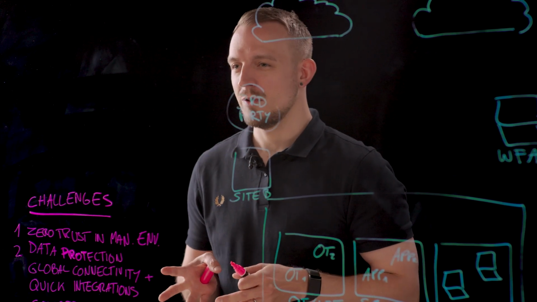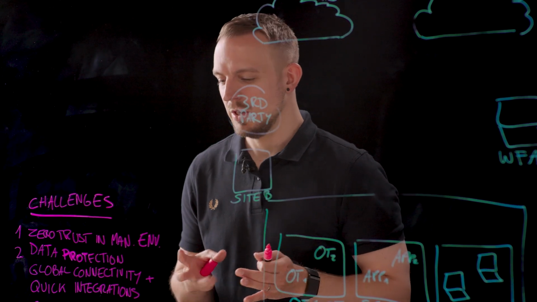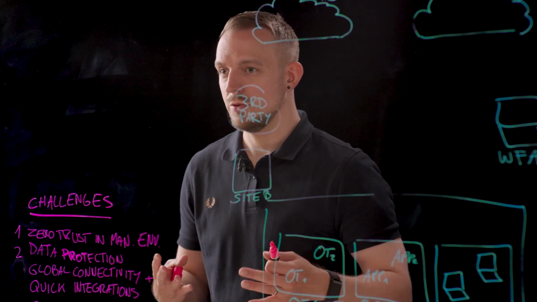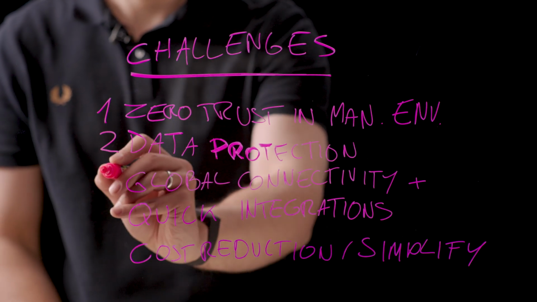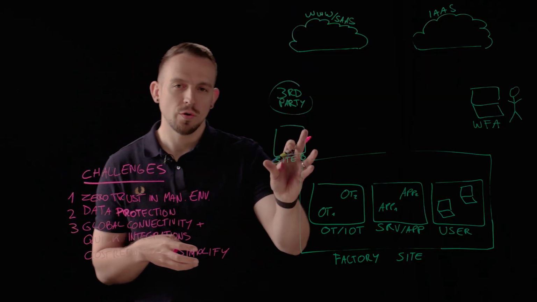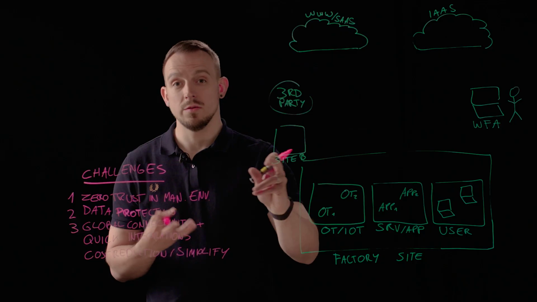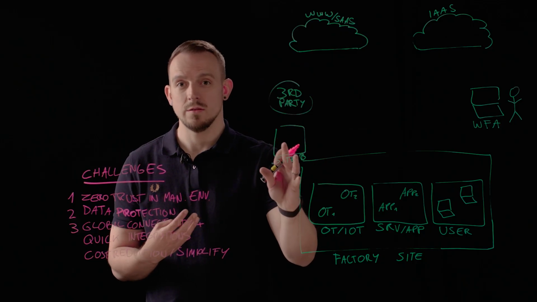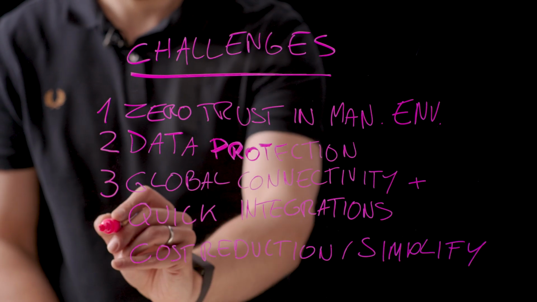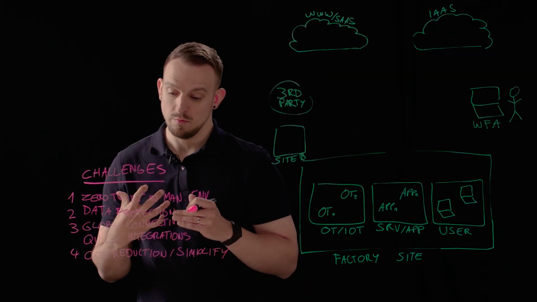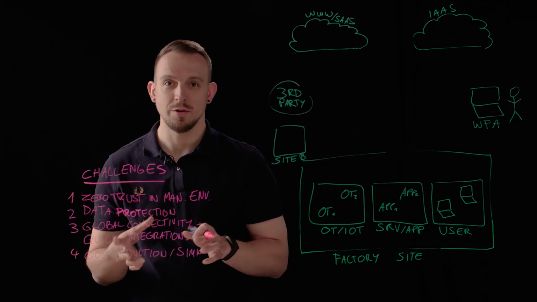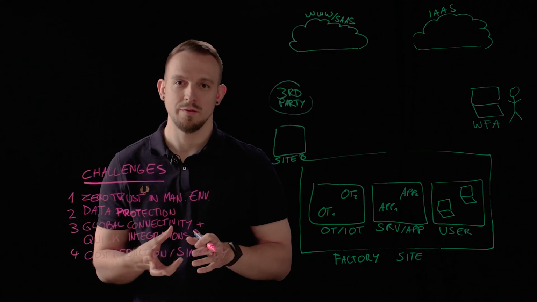Now, since you're probably manufacturing 24/7, it's also crucial for you to provide global connectivity and quick integrations, let's say, of new locations or maybe also carve-outs of existing locations to your company. Additionally, because of the global economic situation, you are most probably also tasked with reducing costs and simplifying your infrastructure.